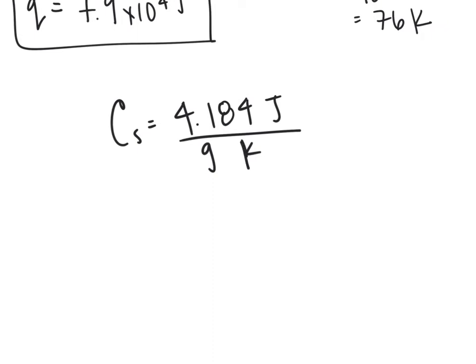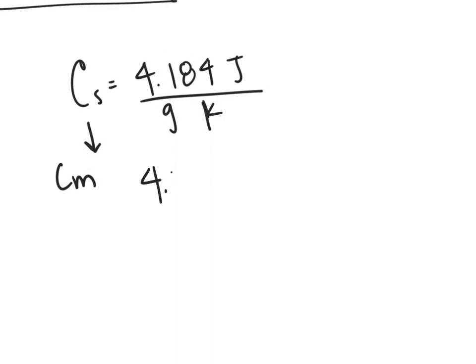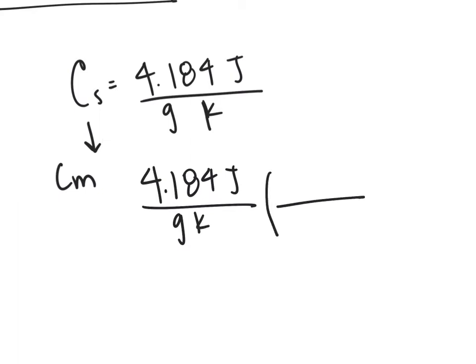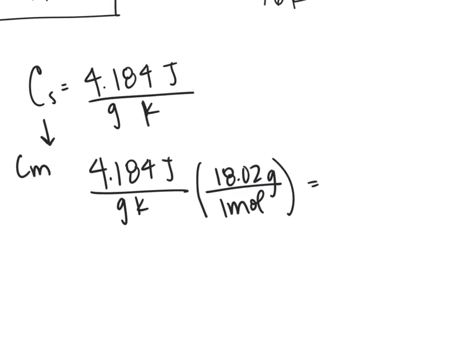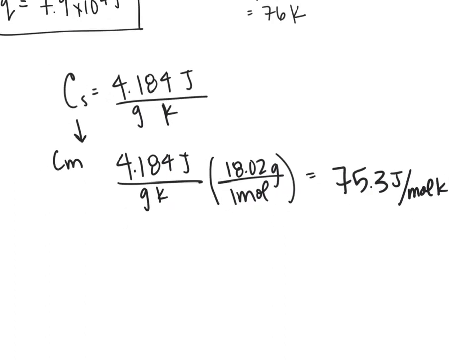And so we want to convert from C sub s to C sub m. So we're going to actually use the molar heat or the molecular weight for water. And so what we're going to do is we're going to convert our 4.184 joules per gram Kelvin. We're going to multiply that by the fact that there are 18.02 grams in 1 mole. And when we do this, you'll get 75.3 joules per mole Kelvin. And so we can convert from C sub s to C sub m using the molecular weight.